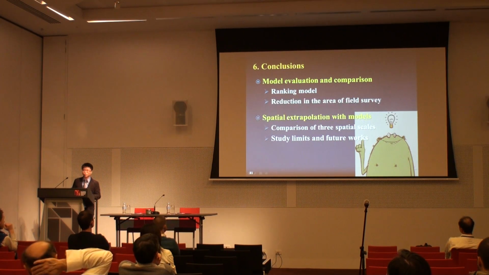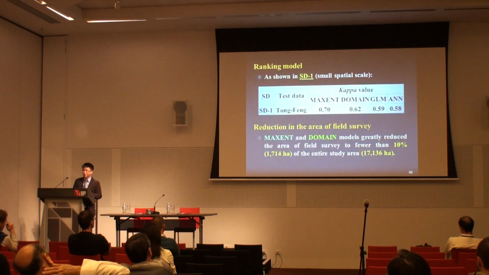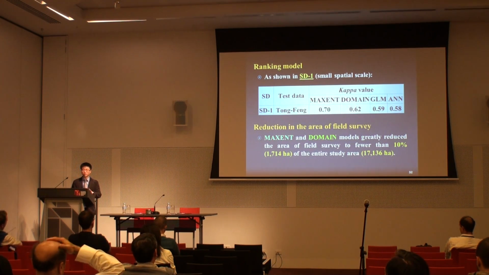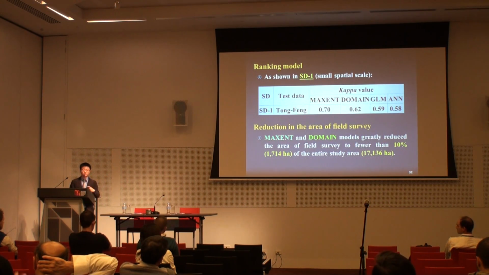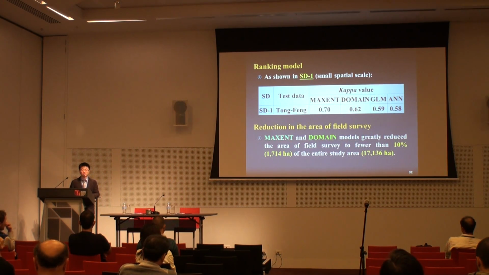And finally, I drew some conclusions. Let's look at the first point. We ranked the model performance at a small spatial scale, and we find the MaxN and Domain models were much better for predicting the Chinese Gogai tree. In addition, if we consider cost and benefit, the MaxN and Domain models were much better because they could reduce cost, and in future investigation might be used for conservation planning or as a management tool.